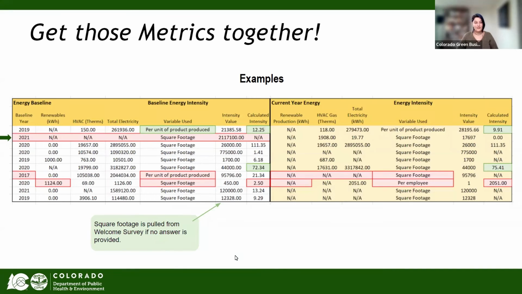And one thing to note is that if we don't get any use intensity formula from you, we are going to default to square footage, since that's kind of a standard that's used in Energy Star and other organizations. So if we don't have a number from you, we're going to try and create one. But the ideal is that you're picking one that you think makes the most sense and that maybe you all use internally for your success metrics.